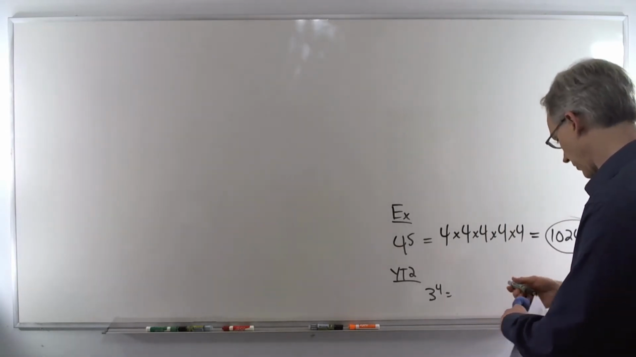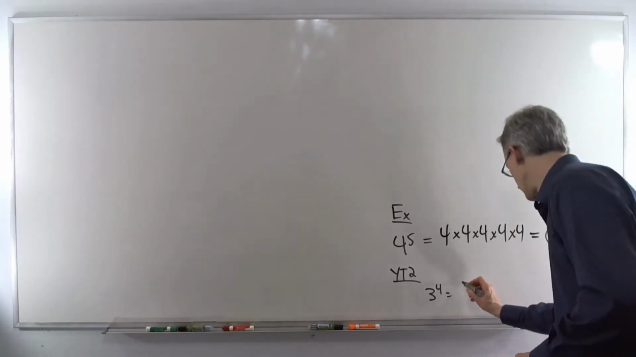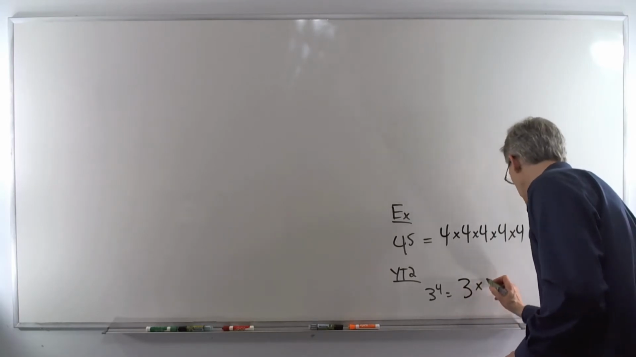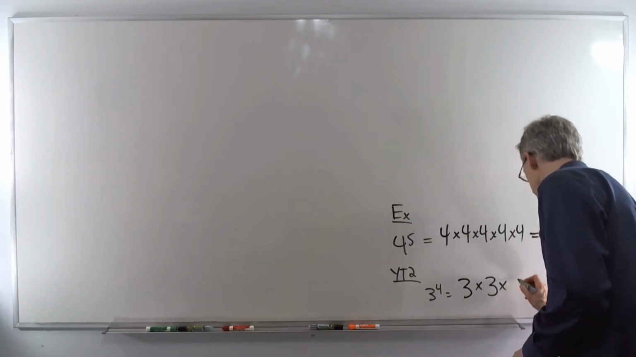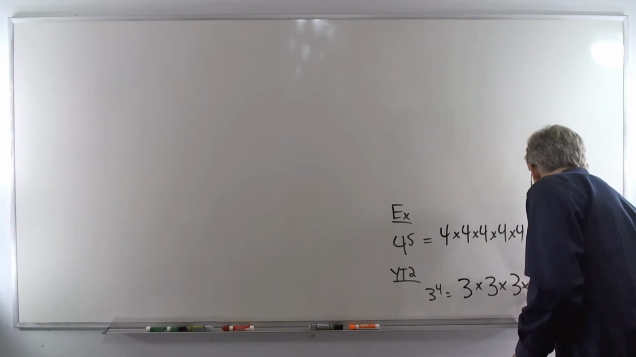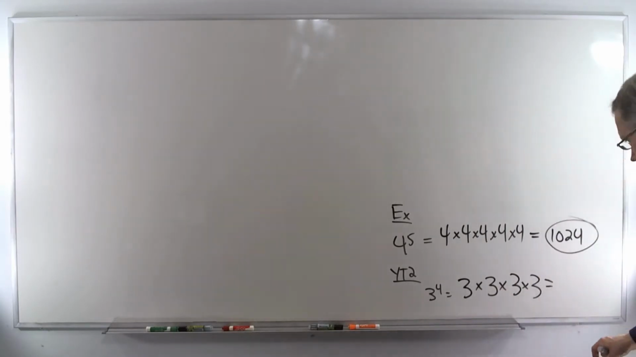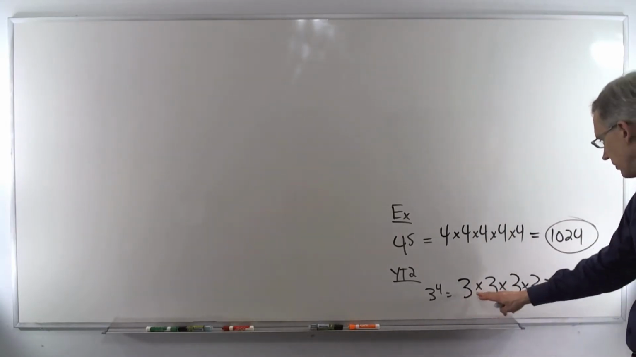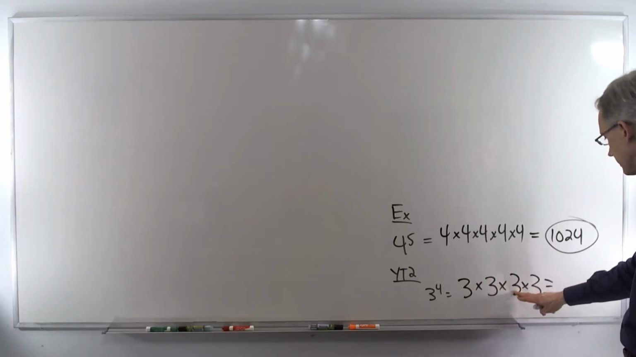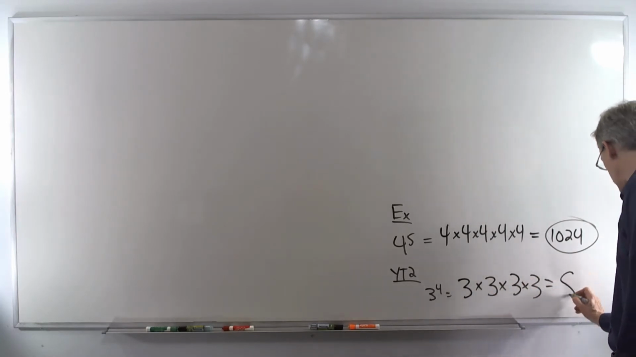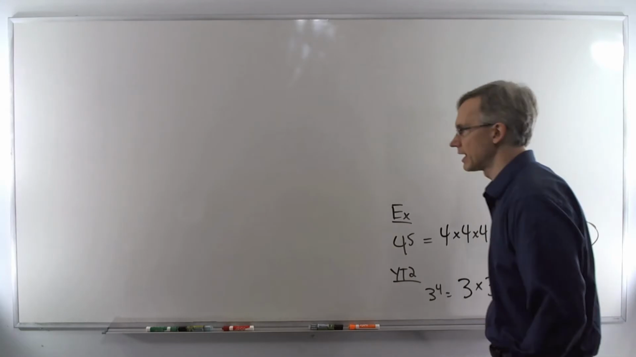3 to the 4th power. So our base is 3. And we're multiplying 4 times. Or we have 4 3s being multiplied. So 3 times 3 is 9, times 3 is 27, times 3 is 81. 3 to the 4th is 81.